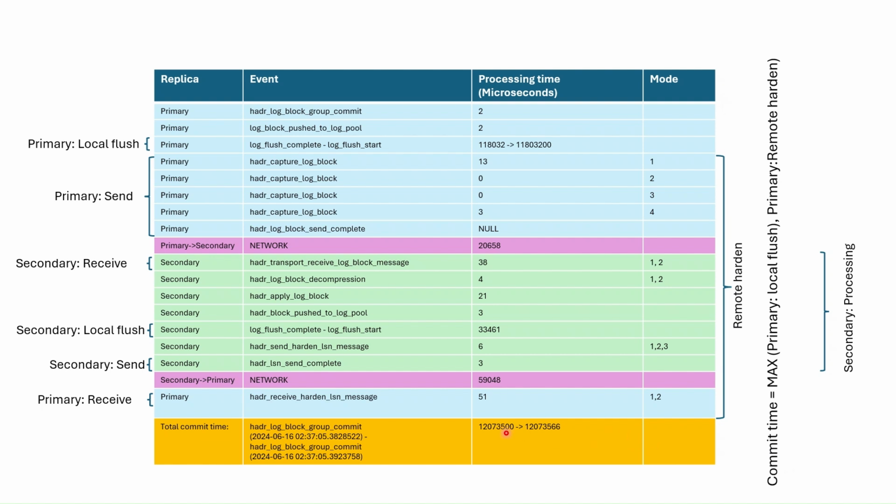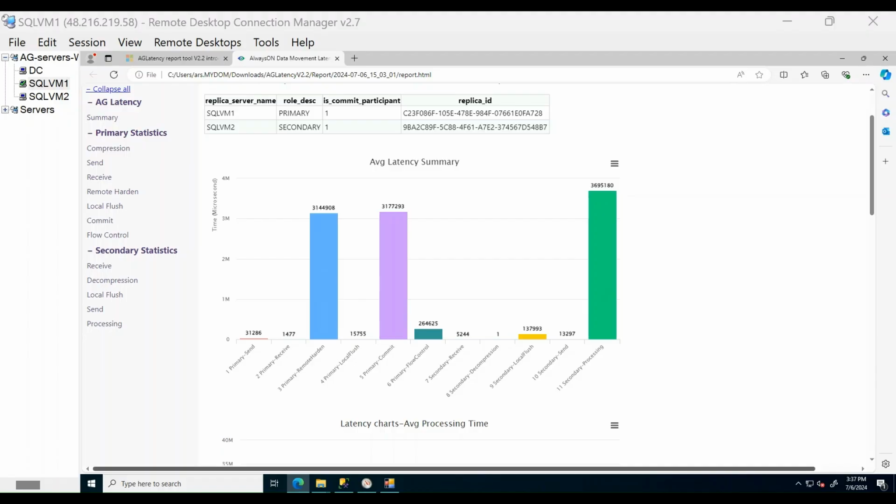Secondary receive is the processing time of the receive block message. There is also secondary send, which is the processing time of sending the acknowledgement back to the primary. Finally, the aggregate of all the processing time in the secondary is secondary processing. Now you understand this graph. From here, we can see that primary harden, primary commit, and secondary processing time are very high. There is a latency here. So, what is the issue here, right? We can also see flow control is being triggered often.